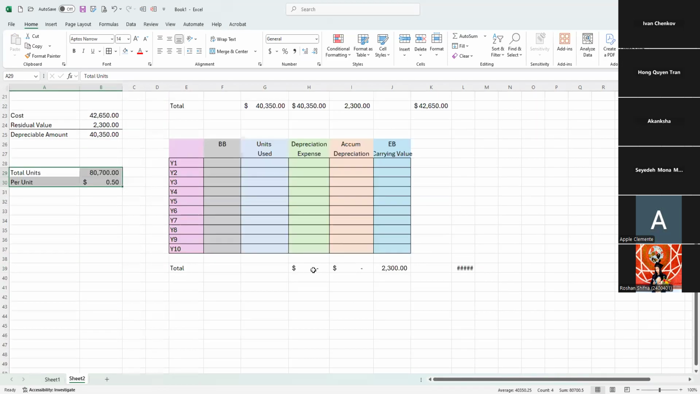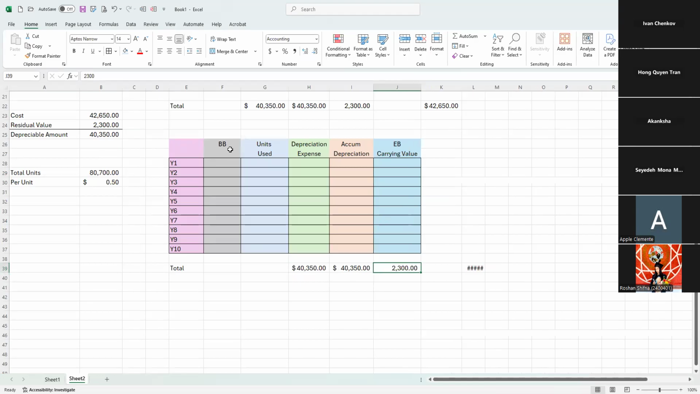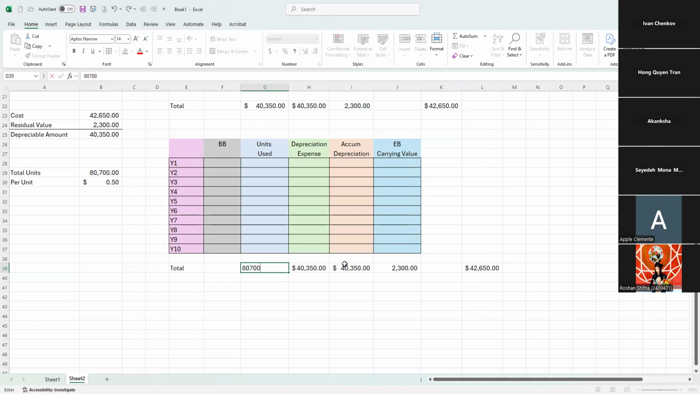So what do I know? I know how much should be my depreciation expense. 40,350. My total accumulated depreciation should be equal to exactly the same amount. My ending balance after you use this machine, for how many units are we going to use it? How many units should be equal here, the total? Do I know that number? 80,700. 80,700 should be my total here. If I get more than that, I cannot go over.